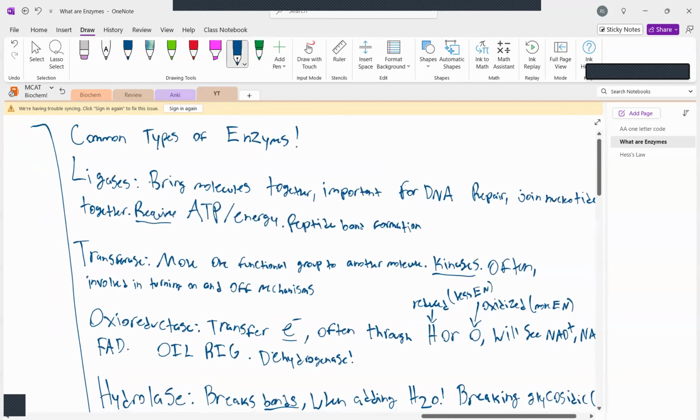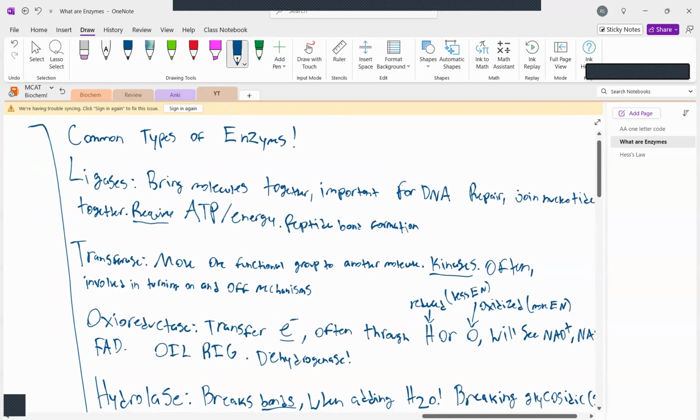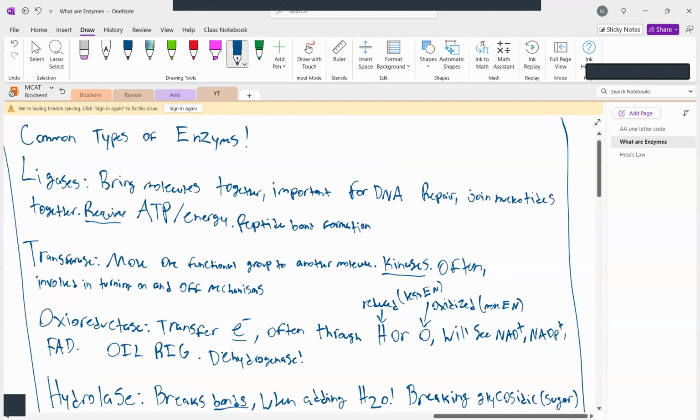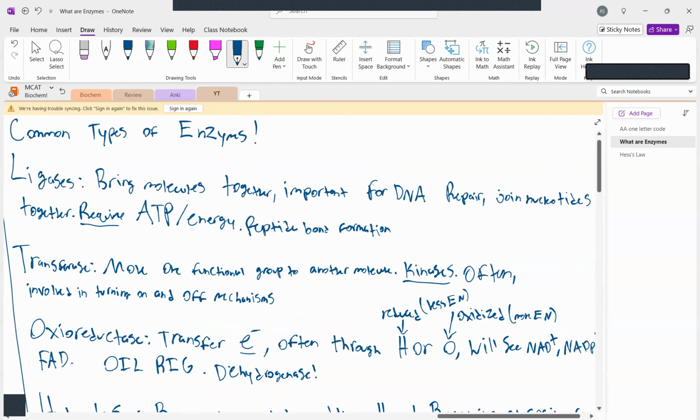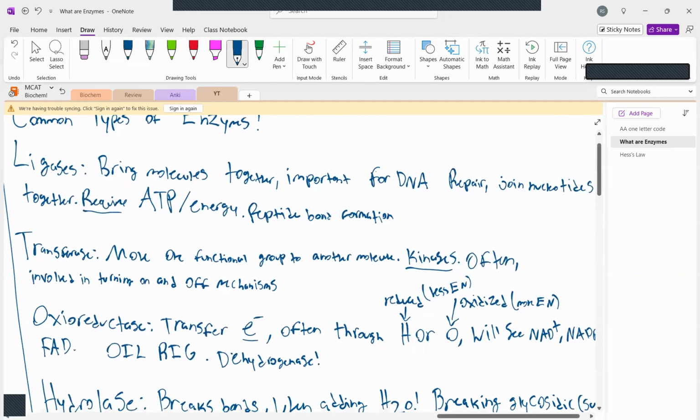So ligases are what bring molecules together. Think about DNA, like DNA ligase. For each of these I would try to think of an example. You could either use the ones that I have or another one, because if you have an example then you know how they work. It's really important in repair functions, like joining nucleic acids. They require ATP and energy. Another example, speaking of peptide bonds, which is when amino acids form together, it's really important for peptide bond formation.